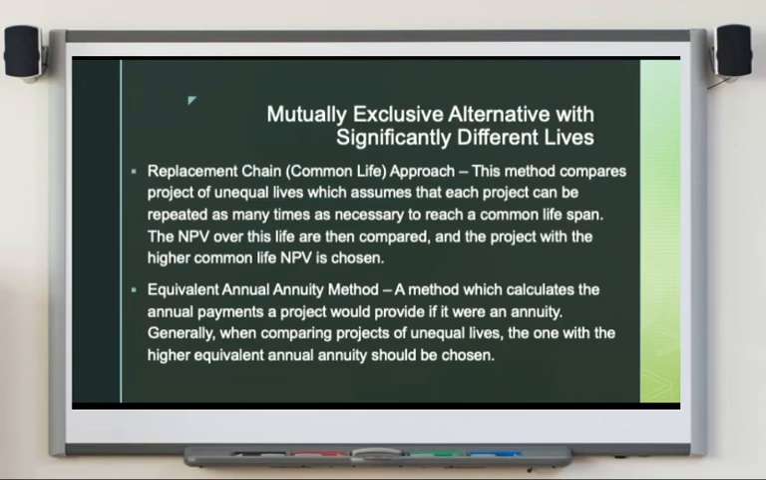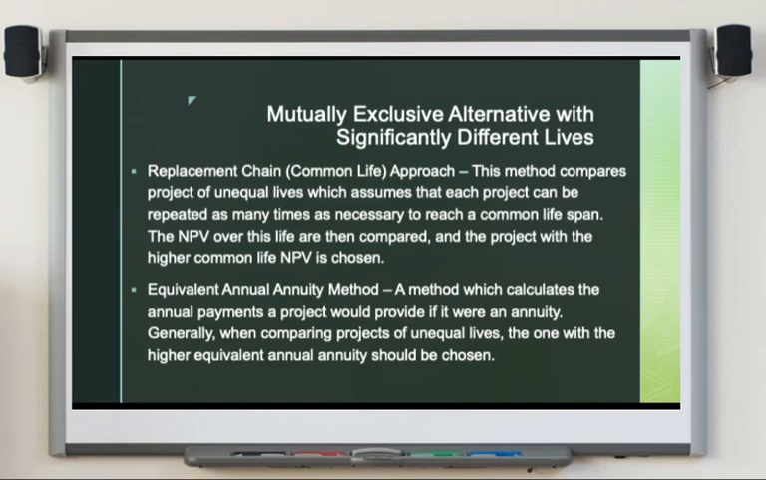Common life approach compares projects of unequal lives, which assumes that each project can be repeated as many times as necessary to reach a common lifespan. The NPV over this life are then compared and the project with the higher common life NPV is chosen. The equivalent annuity calculates the annual payment a project would provide if it were an annuity. Generally, when comparing projects of unequal lives, the one with the higher EAA should be chosen.